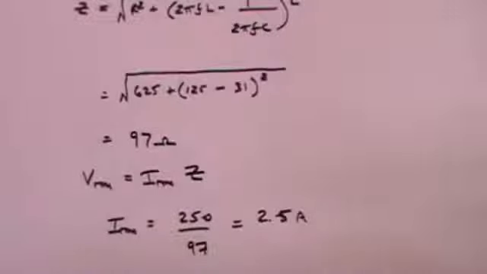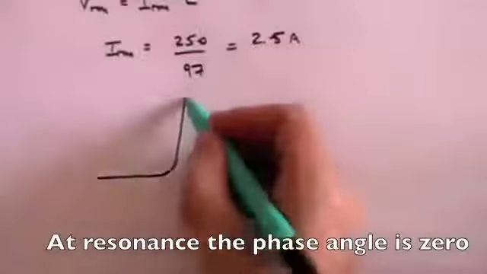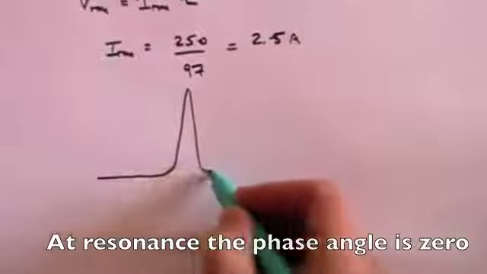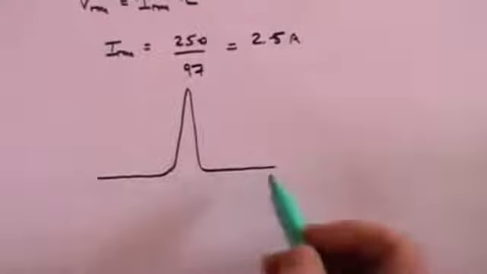The skill with LRC circuits is to adjust the values of L, R and C such that at resonance you get a very high peak of current, but everywhere else you get hardly any current at all.